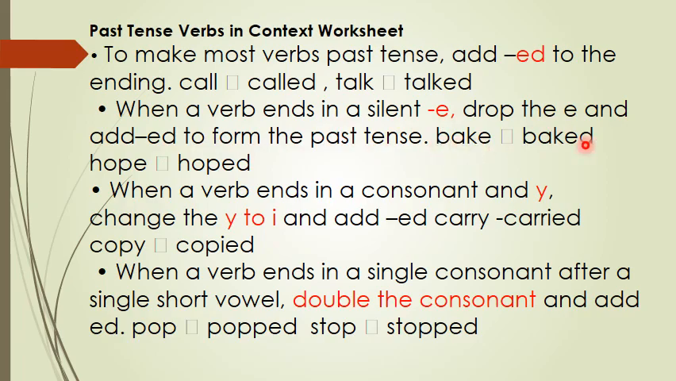When a verb ends in a silent e, drop the e and add ed to form the past tense, as bake, baked, hope, hoped. When a verb ends in a consonant and y, change the y to i and add ed: carry, carried, copy, copied. When a verb ends in a single consonant after a single short vowel, double the consonant and add ed. For example, pop, popped, stop, stopped.